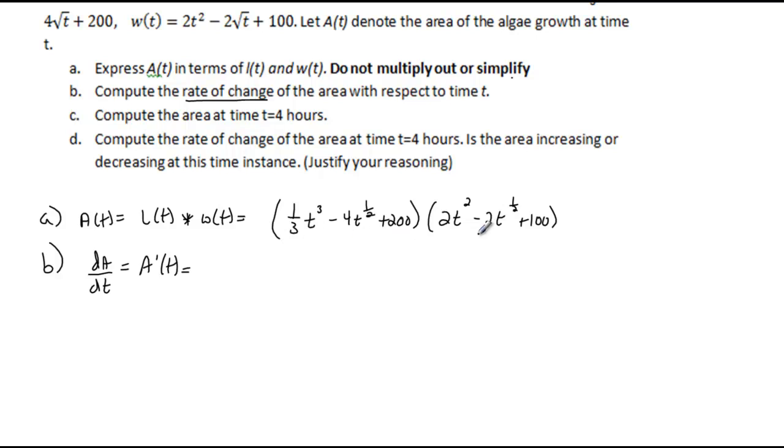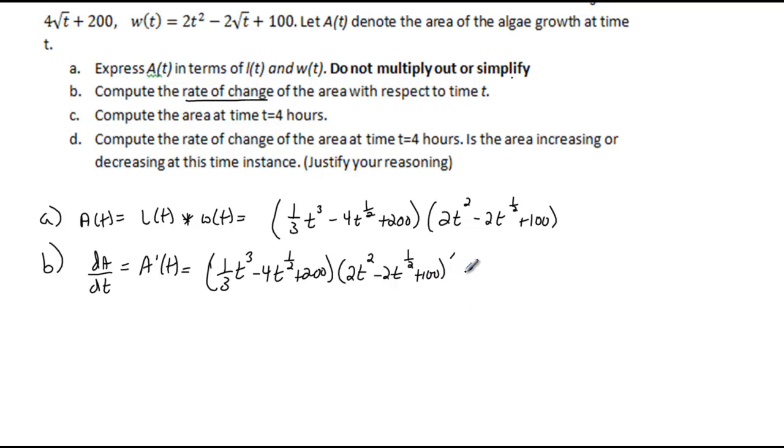Notice we're going to have the product of two different functions. You could go ahead and FOIL those out, but I know I wouldn't want to. I'll keep it like such. So with our A prime of t, we're going to have our first function, 1/3 t cubed minus 4t to the 1/2 plus 200, times the derivative of our second function, 2t squared minus 2t to the 1/2 plus 100. I'm going to call this just prime right now.